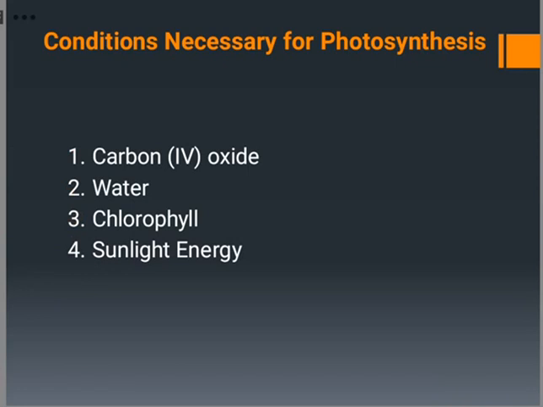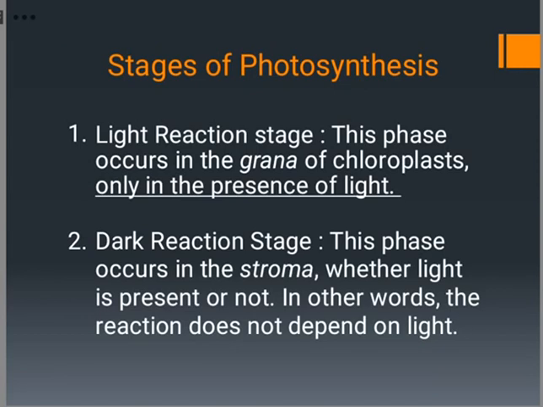photosynthesis to take place. Now let's come to stages of photosynthesis. There are 2 main stages of photosynthesis: 1, the light reaction stage, and 2, the dark reaction stage.